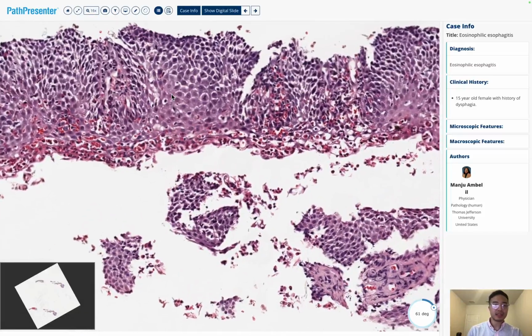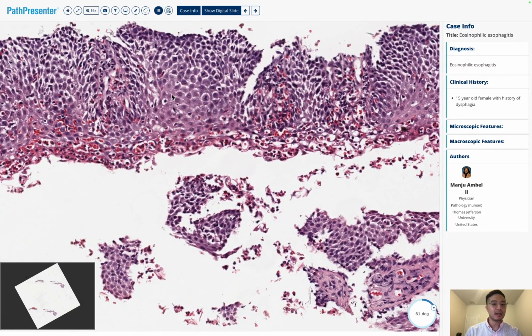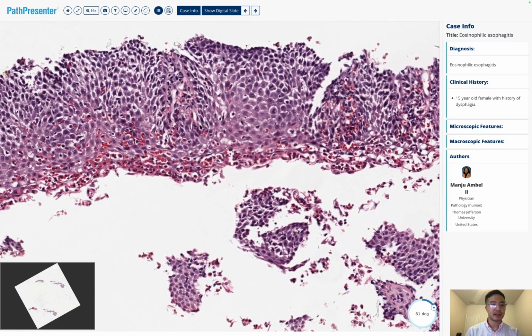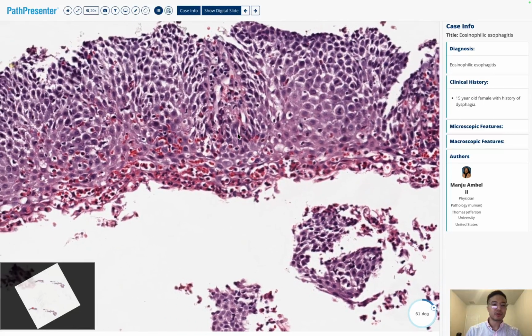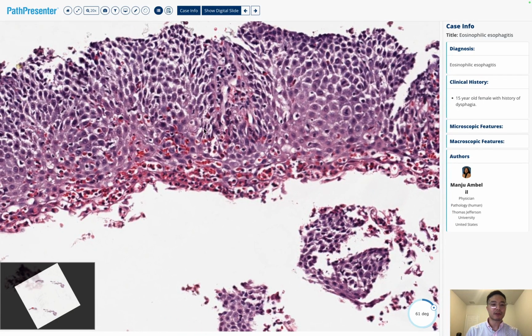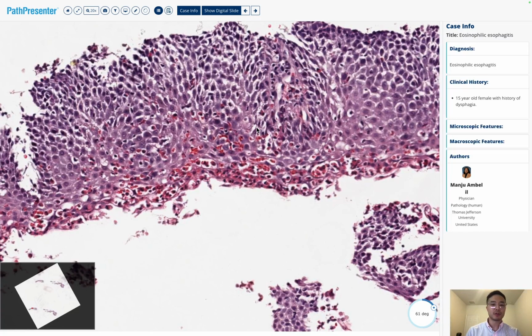And then once you see EOE, most times you won't see a rip-roaring case of eosinophils like this. Rather, what you would do is go to high power field and look for the hot spot, meaning the area that has the most eosinophils in the epithelium, and count how many eosinophils there are. Greater than or equal to 15 eosinophils per high power field is very suggestive of EOE.